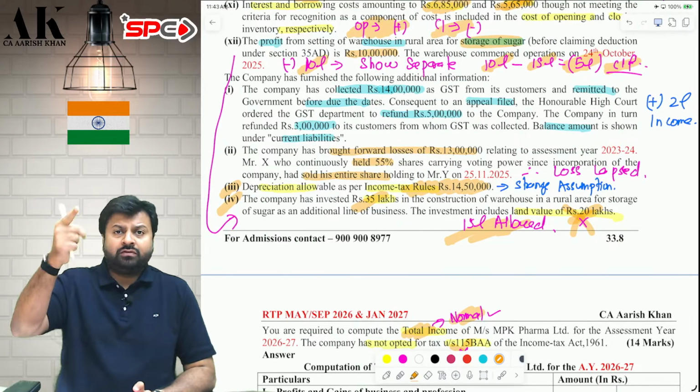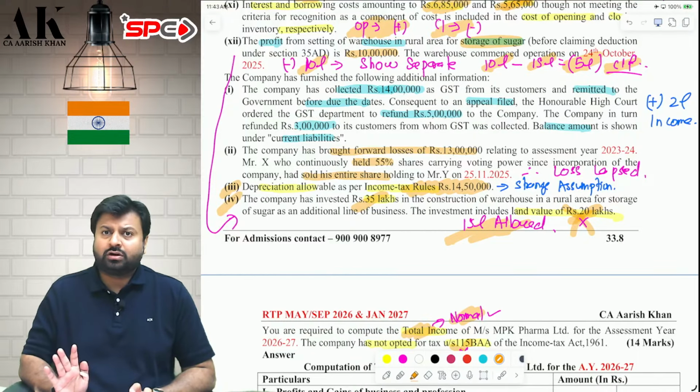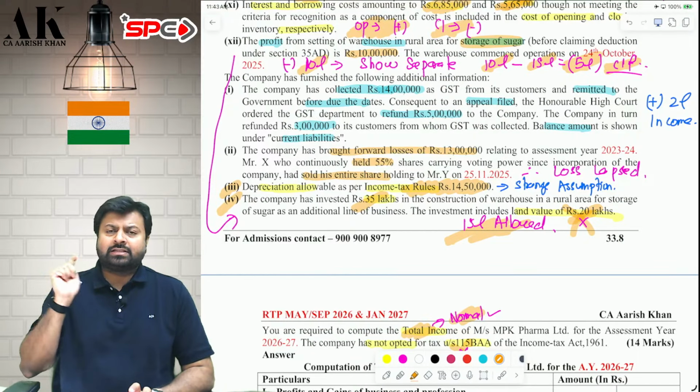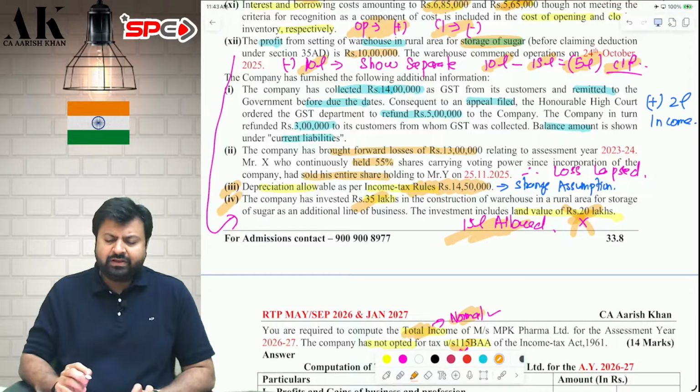That loss you cannot set off against what? Against pharma business. That is not allowed. 3580 loss can set off only against 3580 income for infinite number of years as per section 73A. I hope it is clear to all of you.